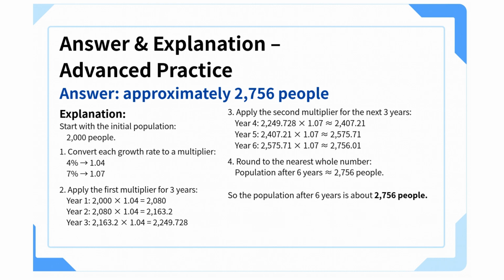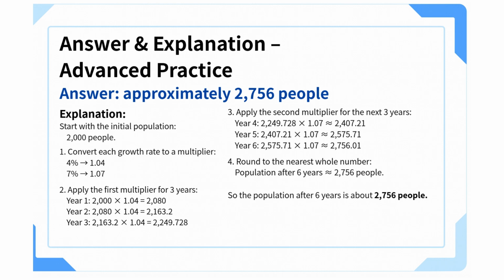After year 2, we multiply 2,080 by 1.04 to get 2,163.2. After year 3, we multiply 2,163.2 by 1.04 and get about 2,249.728, which we can think of as roughly 2,250 people. Starting in year 4, the growth rate changes. For the next 3 years, the population now grows by 7% per year, so the new multiplier is 1.07. We take the value after year 3 and apply 1.07 three times.